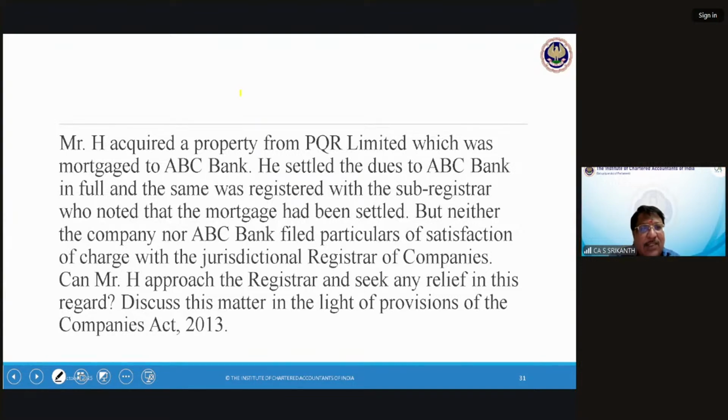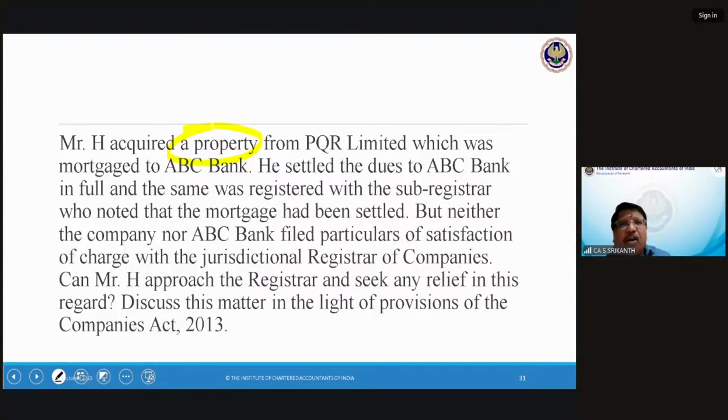Actually, that's easier. See, Mr. H acquired a property from PQR Limited, which was mortgaged to ABC Bank. Mortgage means ABC Bank has lent money to PQR Limited against the security of this property. That property is offered as a security to ABC Bank. Our friend Mr. H is acquiring it from PQR Limited. Now, he settled the dues to ABC Bank in full. So, satisfaction. Are you able to understand? Fully settled. H has paid fully, not to PQR Limited, but to ABC Bank.